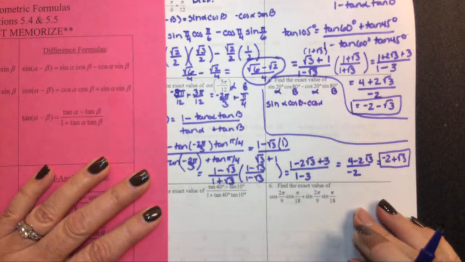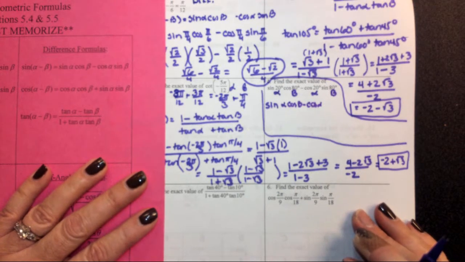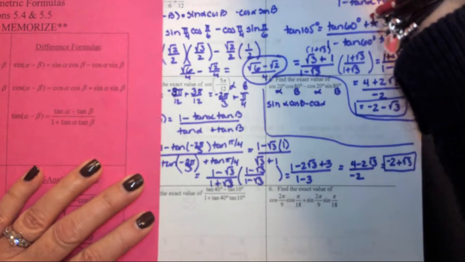Cosine. Are you guys having trouble seeing? Am I squished? Zoom in, Chart. You can speak up if you have.